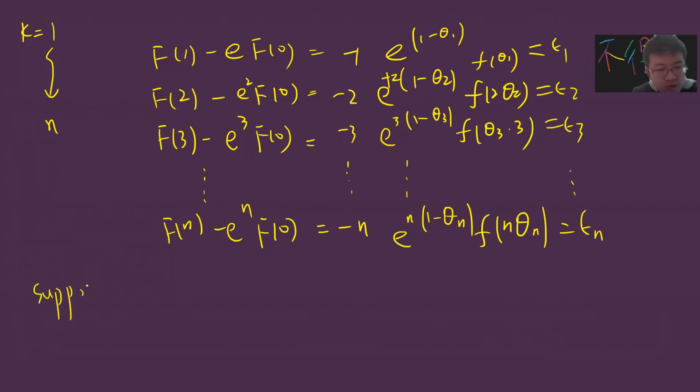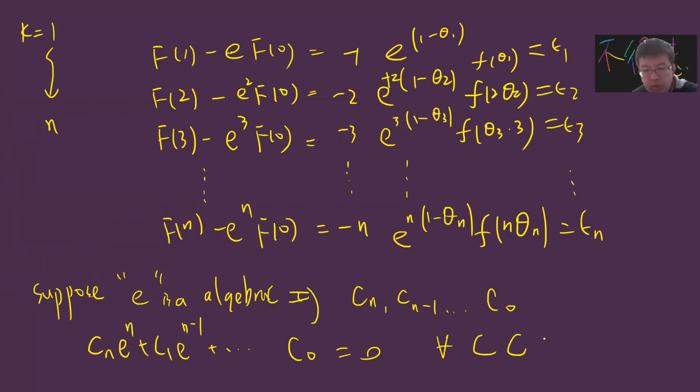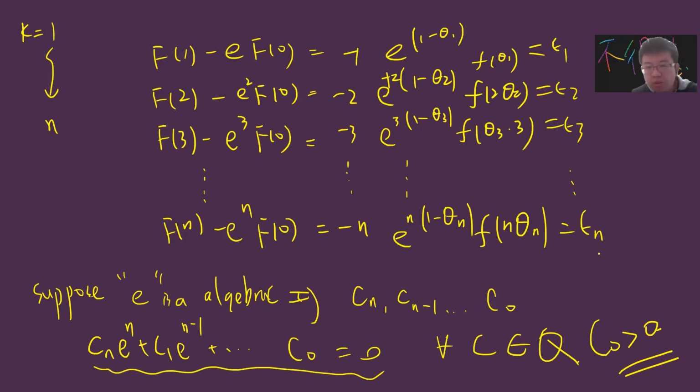Okay, so let's prove it. Suppose e is an algebraic number. That means you can find c n, up to c 1, c 0, such that c n e to the n plus up to c 1 e plus c 0 is 0, for all c rationals, and c 0 is greater than 0. Okay, so this is the middle of the second step. So we need to connect these to this.